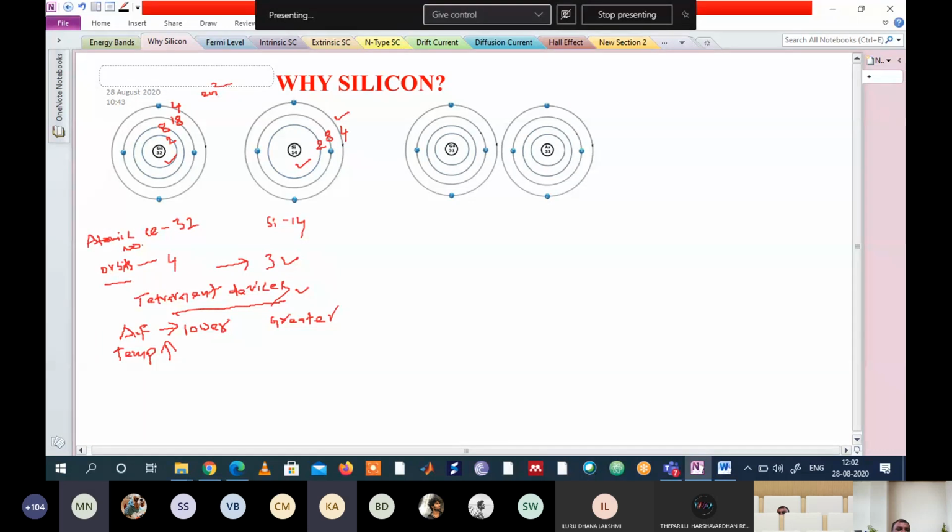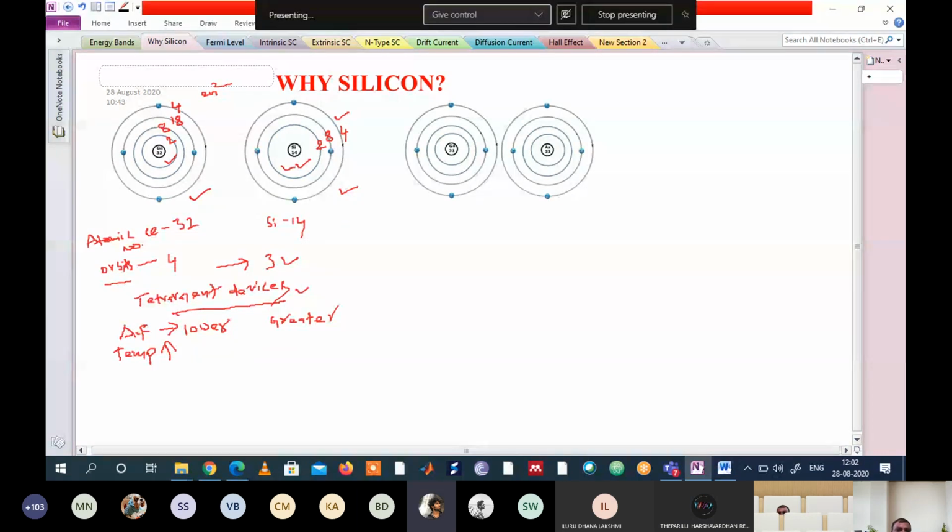How do you say it is lower? Because how many orbitals are present? Here, 4. And here, only 3 orbitals. So the outermost electrons are more attracted by which atom, silicon or germanium? Silicon, definitely, exactly, silicon.